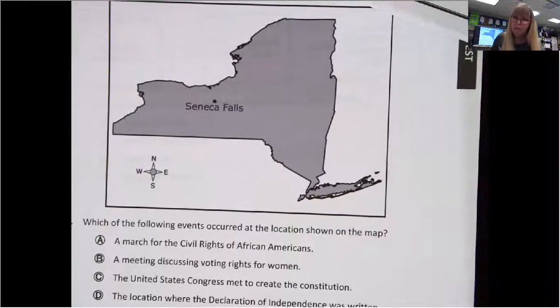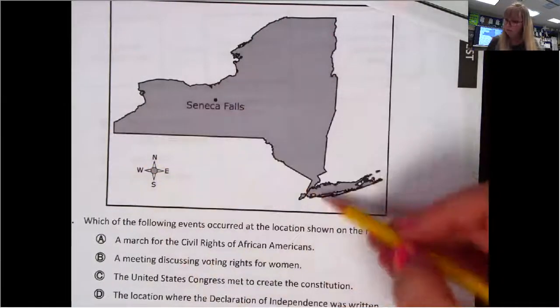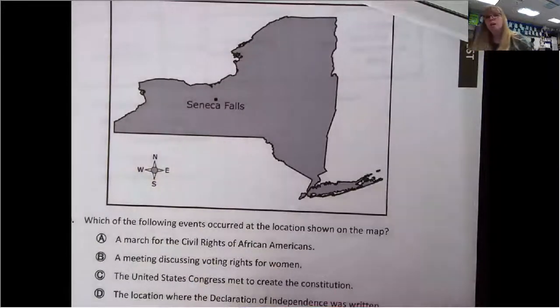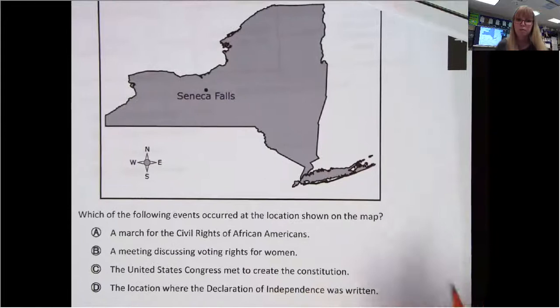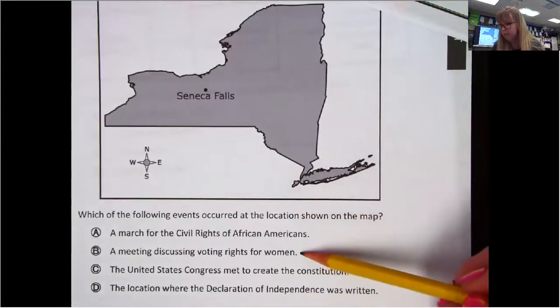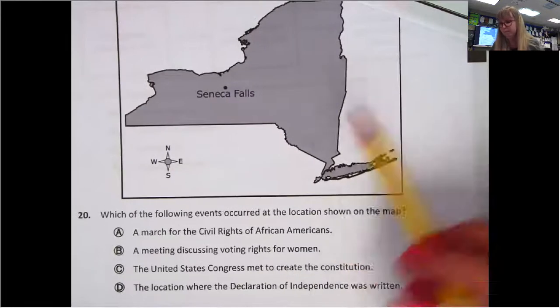All right, Seneca Falls. This is the state of New York. That's where the women's conference went on, and they talked about suffrage. Women have been suffering for so long. They discussed voting rights for women. The meeting discussing voting rights for women occurred there. So 20 is B. Okay.